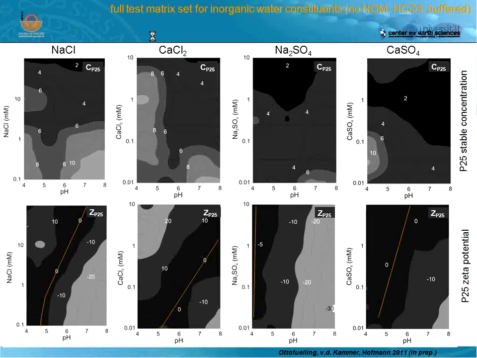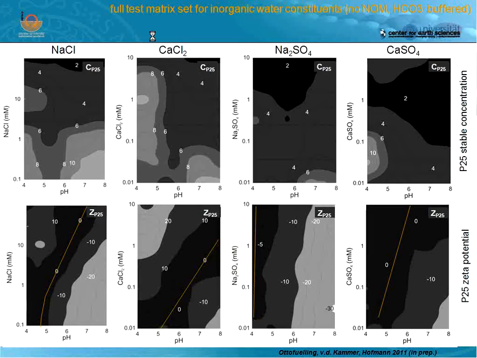Now this is the complete set for commercially relevant P25 titanium dioxide nanoparticles from Degussa, produced at several thousand, 10,000 tons a year. We have the concentration plots up here and the zeta potential plots down here. We have the different salts that we added. These are the concentrations in millimolar, and this is the pH.